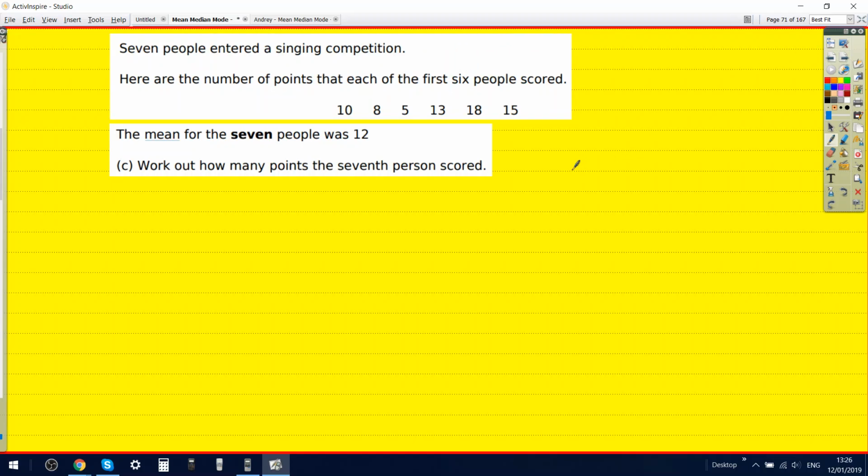Okay, so how about this one? 7 people entered a singing competition. Here are the numbers of points that each of the first 6 people scored: 10, 8, 5, 13, 18, 15. The mean for the 7 people was 12. Work out how many points the 7th person scored. Okay. So the average is 12.